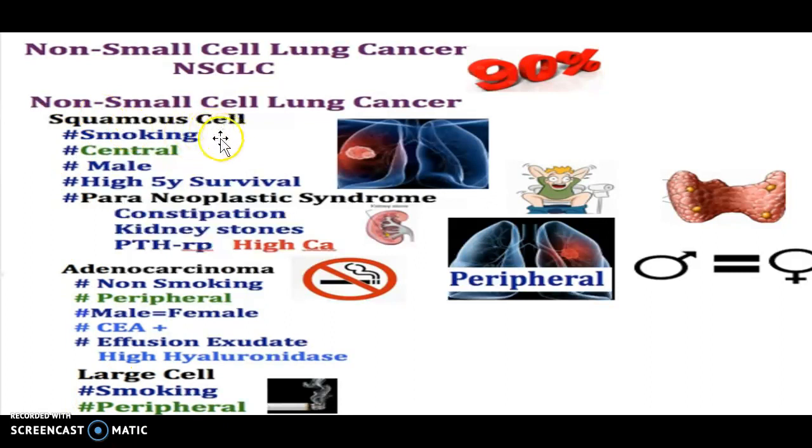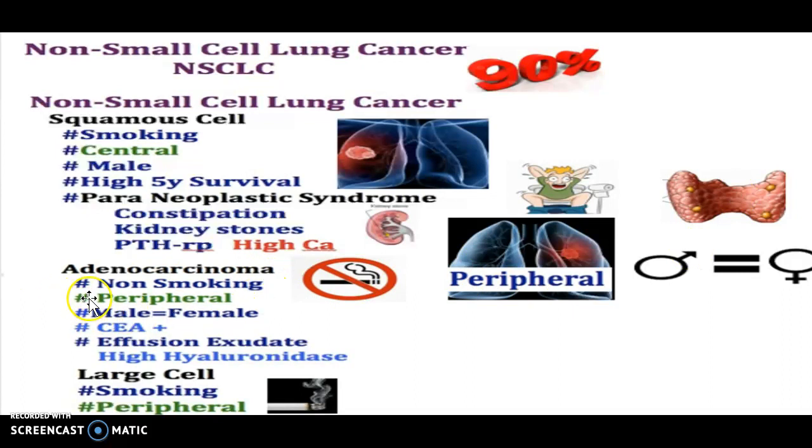Squamous cell cancer is related to smoking. It's a central type tumor, meaning it's usually in the center of the lungs, predominant in men, and after the 5-year benchmark, the survival rate is high. In terms of the paraneoplastic syndrome, you are looking at constipation, kidney stones, parathyroid hormone-related protein, and high levels of calcium. All of these symptoms are triggered by the parathyroid gland, which is located posterior to the thyroid gland.